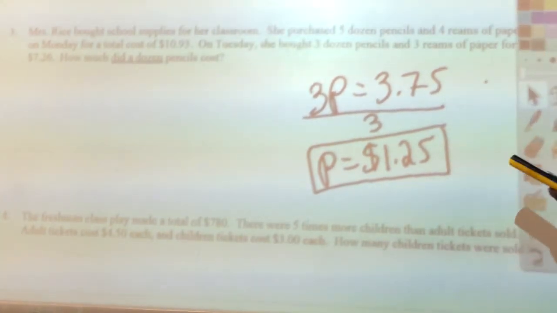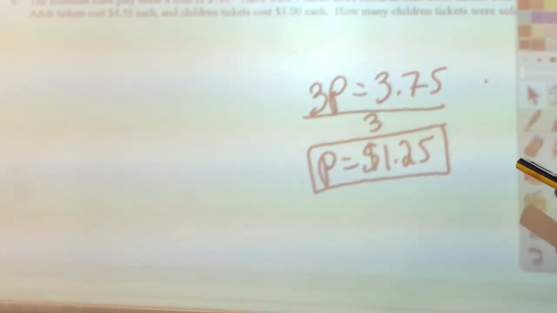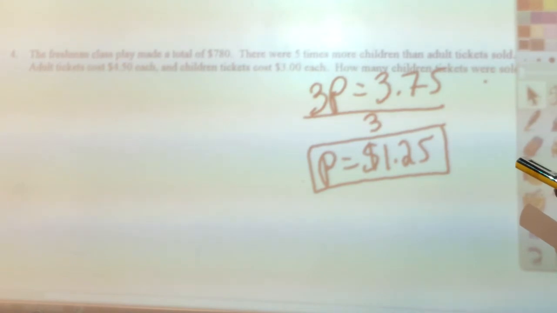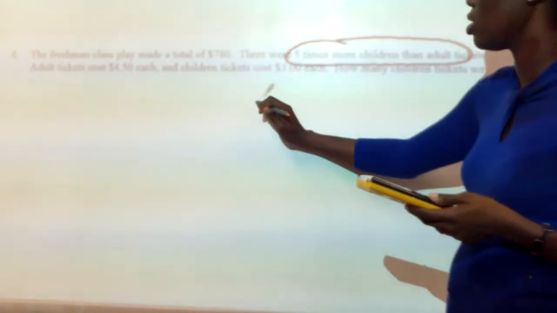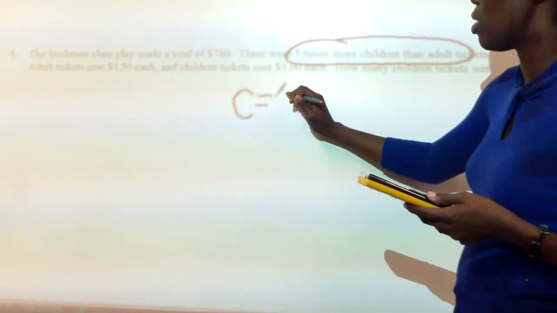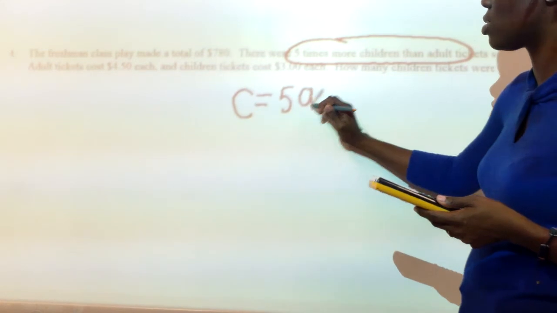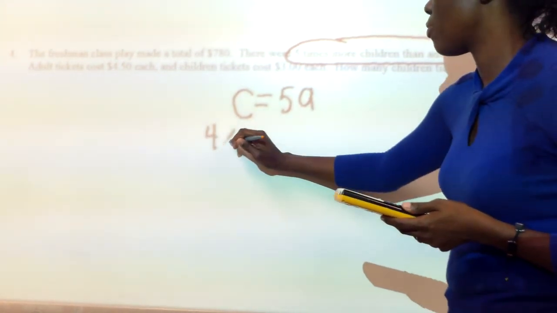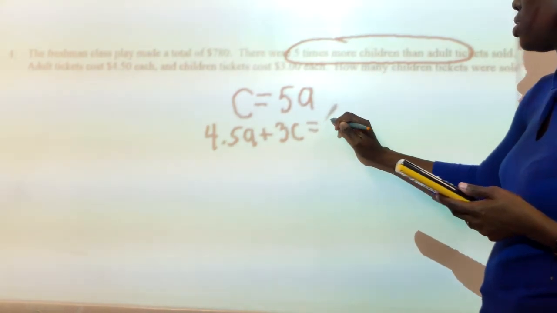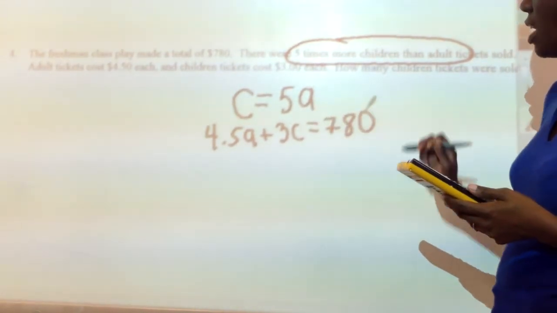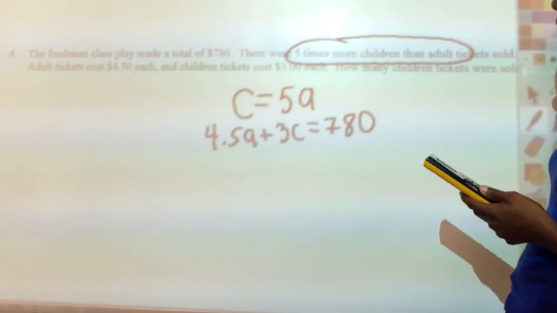Got it? Okay, the last 3, if you remember from yesterday, were slightly different. The first 3 used the elimination method. Here in this one, it told us there were 5 times more children than adults. So children had the most, and it was 5 times the adults. Adult tickets were $4.50 apiece. Children were $3 apiece. The total equals $7.80. The substitution method would be best with this one.